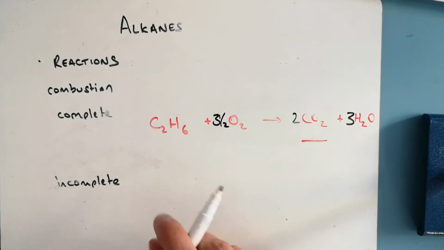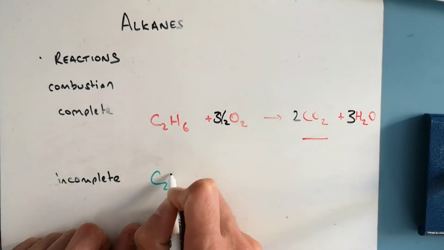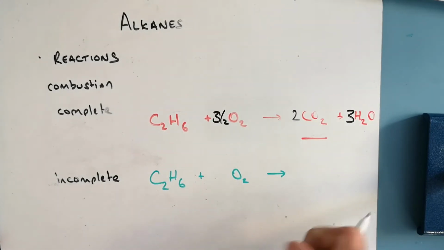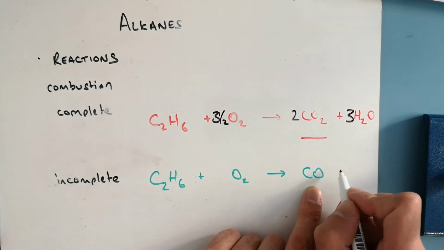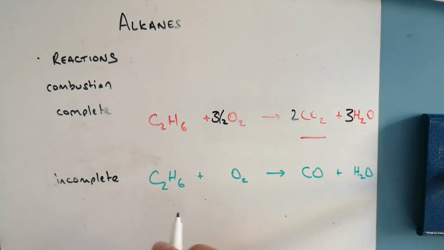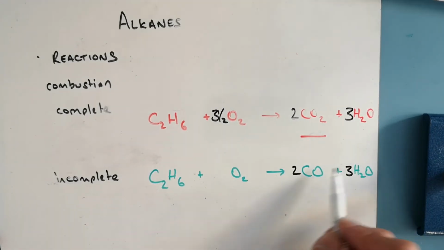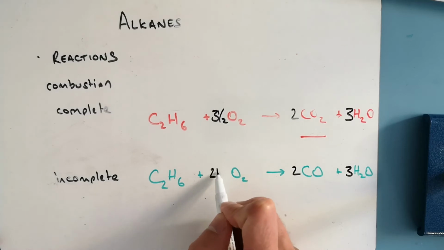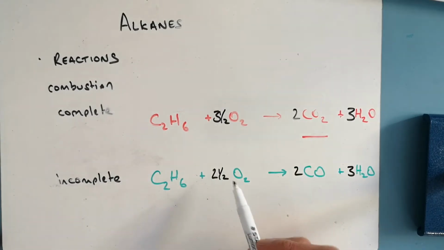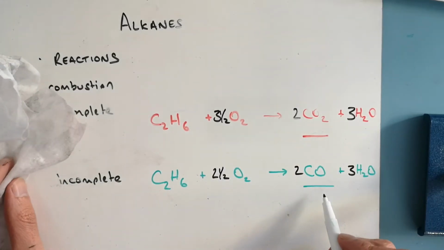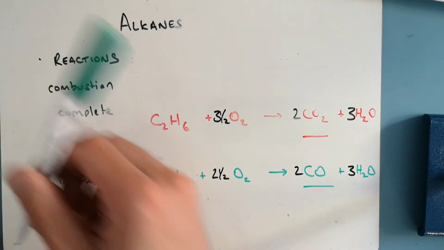So in incomplete, if we take the same one, this happens when we lack oxygen, so there's not a lot of oxygen in the environment, we get instead carbon monoxide forming and H2O. So the same balancing numbers go on this side, 2 and 3, because we've got 2 carbons, 6 hydrogens, but now we've got less oxygen here. We've only got 5, so we get 2.5 oxygens there, so less oxygen on this side. And that's combustion, so complete, incomplete, and the only difference is this carbon dioxide, this carbon monoxide, which is caused by less oxygen.